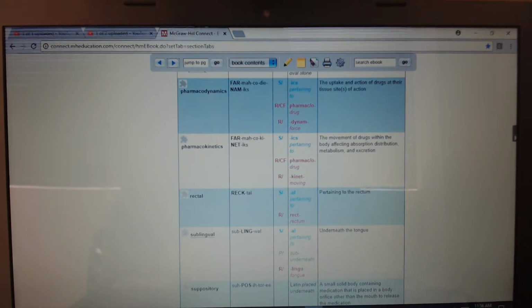Pharmacodynamics. Pharmaco means drugs. Dynam means force. The uptake and action of drugs at their tissue sites of action. Pharmacokinetics. The movement of drugs within the body affecting absorption, distribution, metabolism, and excretion. Kinetic means moving. Rectal, rect means rectum, pertaining to the rectum. Sublingual, underneath the tongue. Linguo means tongue.